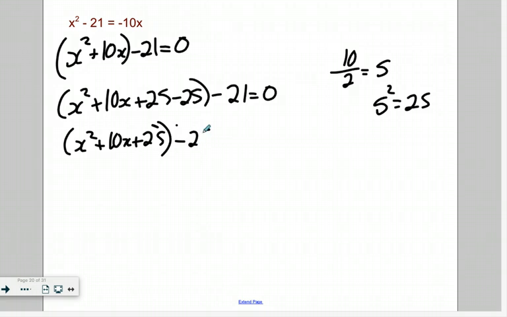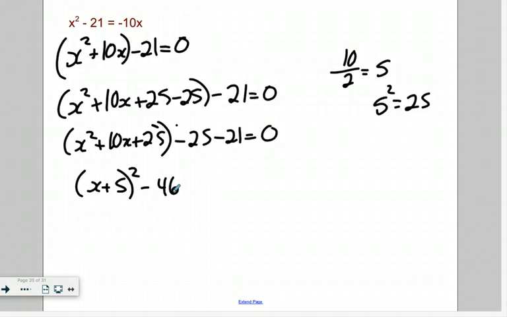And then minus 25 minus 21 equals 0. We now have that perfect square quadratic that factors into x plus 5 all squared. We can combine our constants, negative 25 minus 21, negative 46 equals 0. And now we're back at that same stage that we would have had in that previous example, right? So now it's a matter of trying to isolate that variable of x, so adding 46 to both sides. So we get x plus 5 squared equals positive 46.